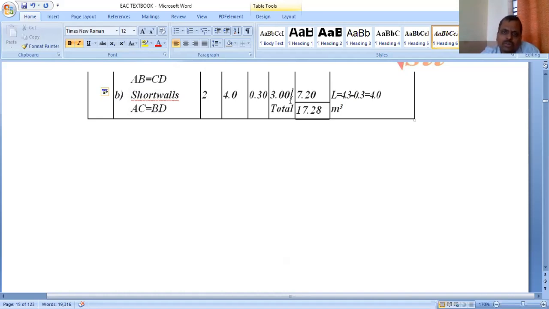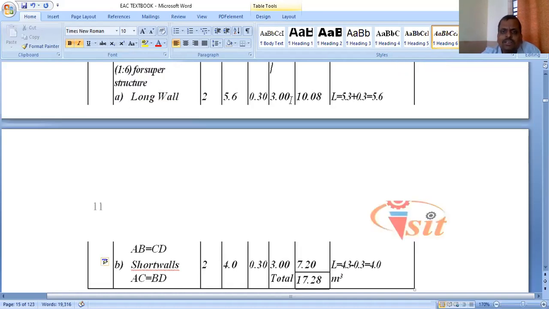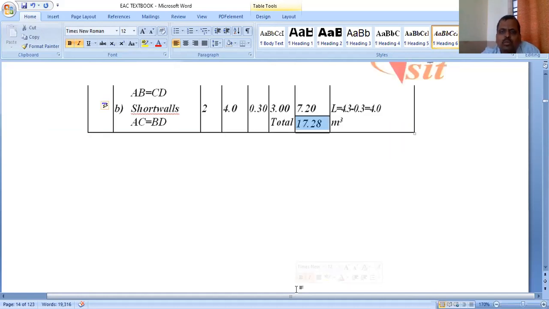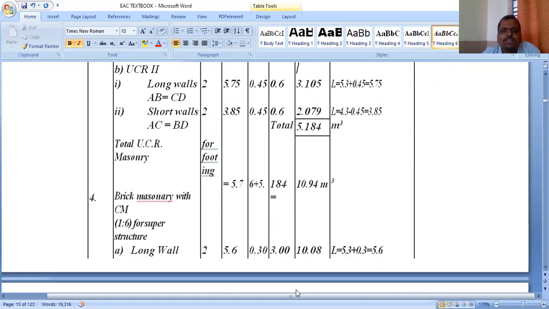After all this, you have to just add the quantity of long wall and the quantity of short wall. The quantity of long wall is 10.08 cubic meter, whereas the quantity of short wall is 7.2 cubic meter. When we add 10.08 plus 7.2, it will give us the total quantity of brickwork, which will be 17.28 cubic meter. In this manner, we have to work out the quantity of brick masonry.